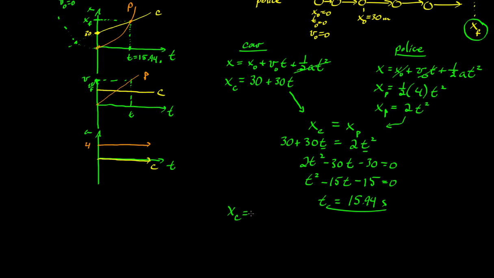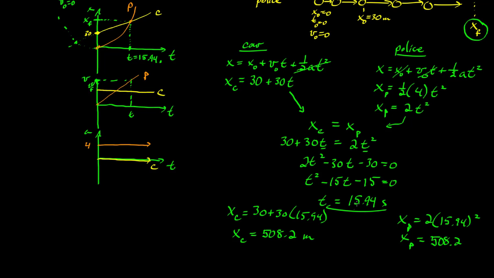So x of the car equals 30 plus 30 times 15.94. So we get x of the car is, I need to calculate it real quick, 30 plus, I get 508.2 meters. So about half a kilometer. And just for sake of checking it, I can plug it in this side too. So the position of the police car is 2 times that squared. So I get xp equals 2 times 15.94 squared, and I get 508.2. So you can see they're at the same position. So the police car has caught them.